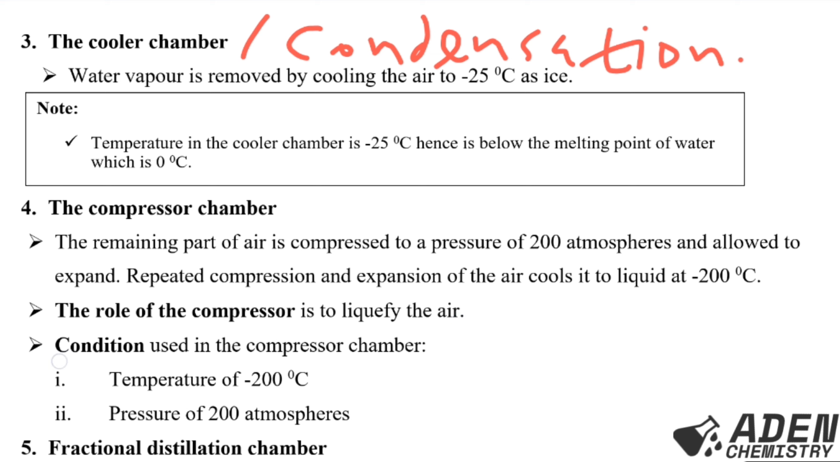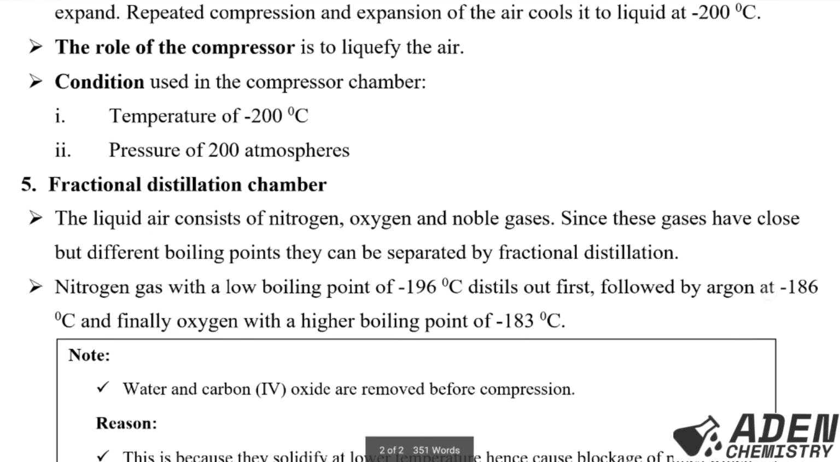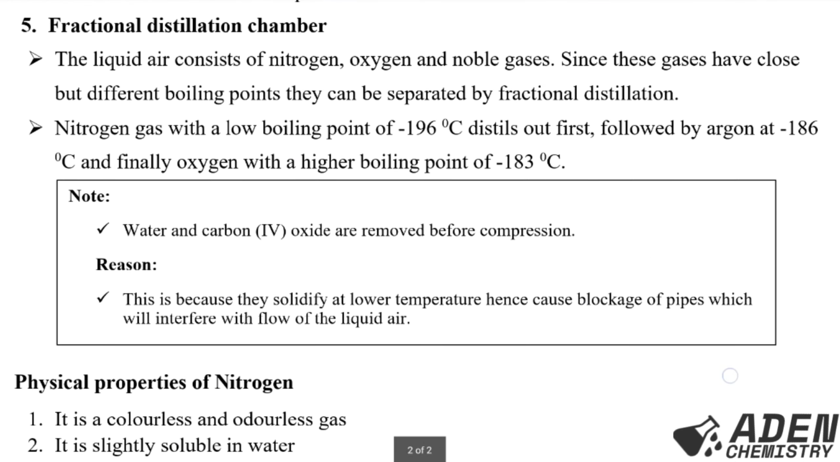So the conditions used in the compressor chamber are, as we have seen here, a pressure of 200 atmospheres and a temperature of negative 200 degrees Celsius. So we're talking about a temperature of negative 200 degrees Celsius and a pressure of 200 atmospheres. That is the fourth chamber in the fractional distillation process. So we're going to go to the last one, that's the fractional distillation chamber.